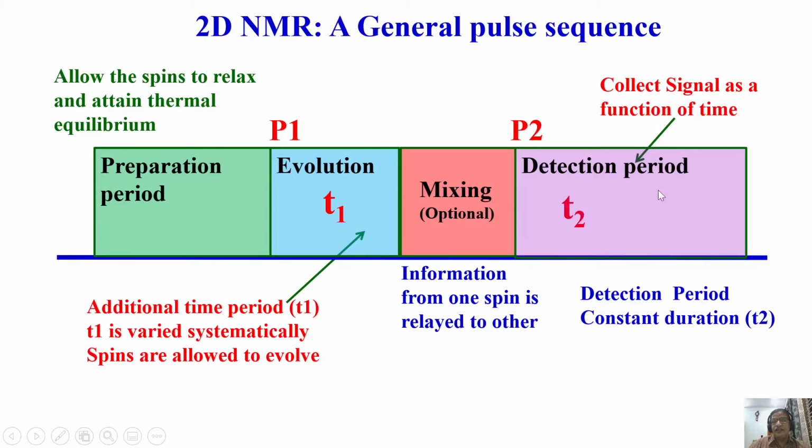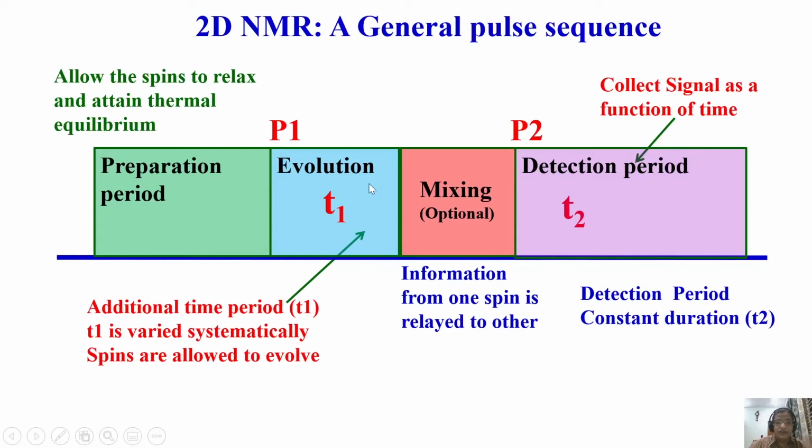The last is the detection period. Before that, of course, we apply a detection pulse of varied angle. For example, in the case of the DEPT experiment, which I said, we have different flip angles like that. So we can have different pulse sequences. It can be a 90-degree pulse, 45-degree pulse, whatever it is. Finally, it's a detection pulse we apply and start collecting the free induction decay. The signal is collected as a function of time, and we do the Fourier transformation here. And this detection period is a constant duration. t2 is constant. We are not varying t2. Only we are varying t1.